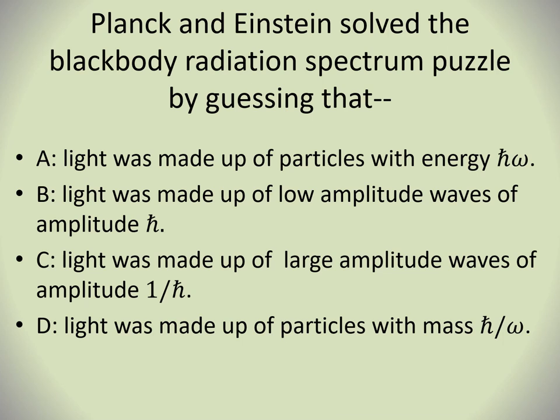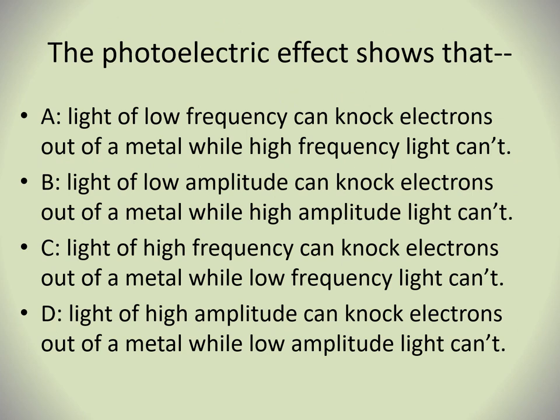Planck and Einstein solved the blackbody radiation spectrum puzzle by guessing that, which of these? It's A. Light is made of particles, we call them photons, of energy H bar omega, or HF. The photoelectric effect shows that so the key step for being able to knock electrons out of a metal is to have light of high enough frequency that a photon can give the electron enough energy to get out of the metal where it's being held. It's frequency first, and then once you have enough frequency, as the intensity goes up, more and more electrons will come out because more and more photons are going in.